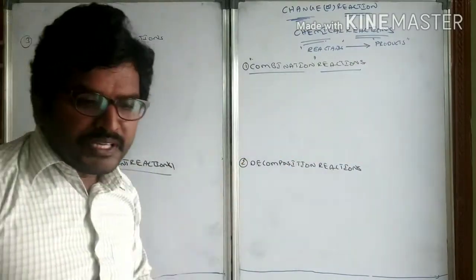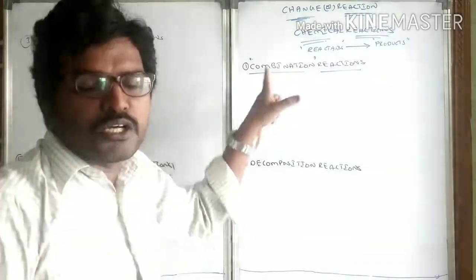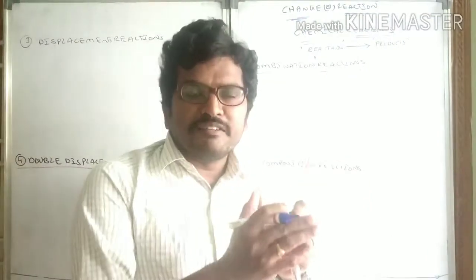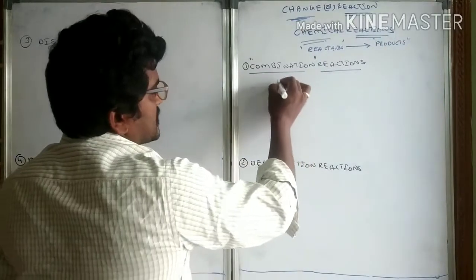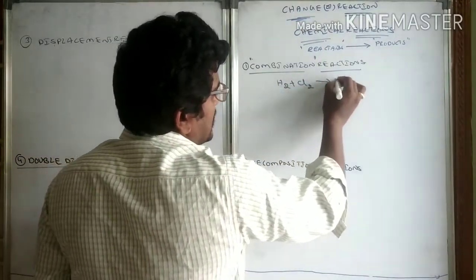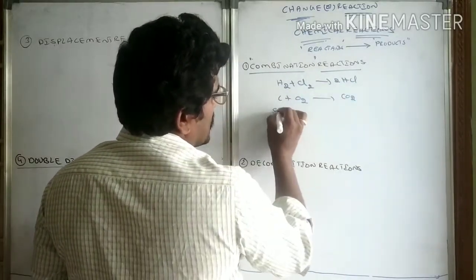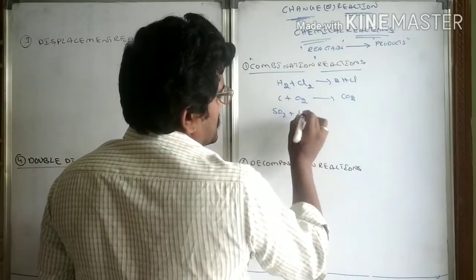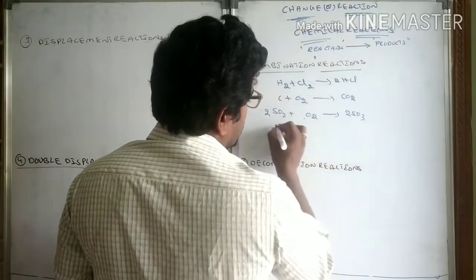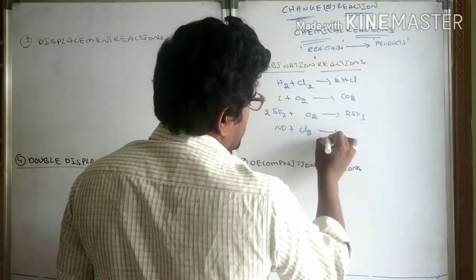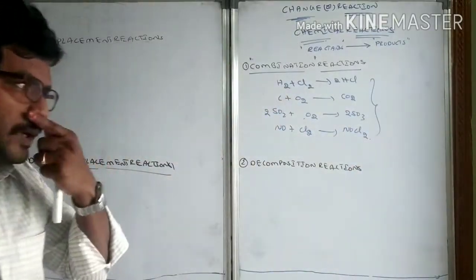Let us see the combination reactions. Reactions in which 2 or more elements or 2 or more compounds combine with one another to form a different compound are known as combination reactions. Example: H2 plus Cl2 gives 2HCl. C plus O2 gives CO2. 2SO2 plus O2 gives 2SO3. NO plus Cl2 gives NOCl2. Like this you can have a number of reactions.